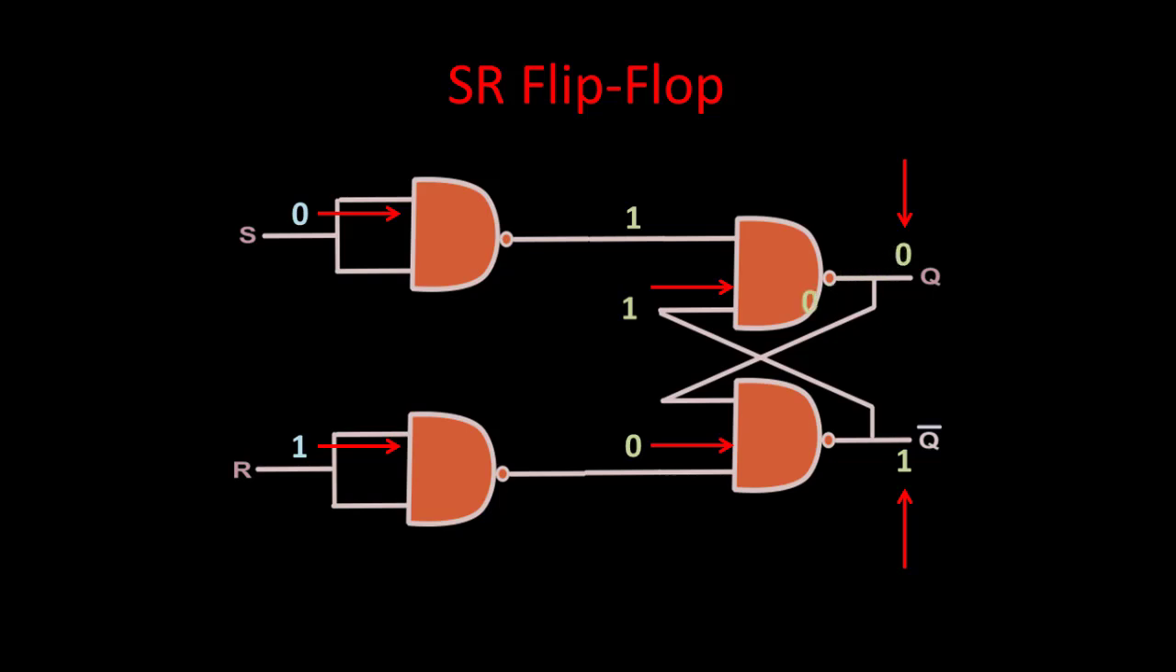Of course, we have the feedback also, so it does not change. This state is called the reset state. Why is it called reset? Because Q becomes 0. So this is the reset state.